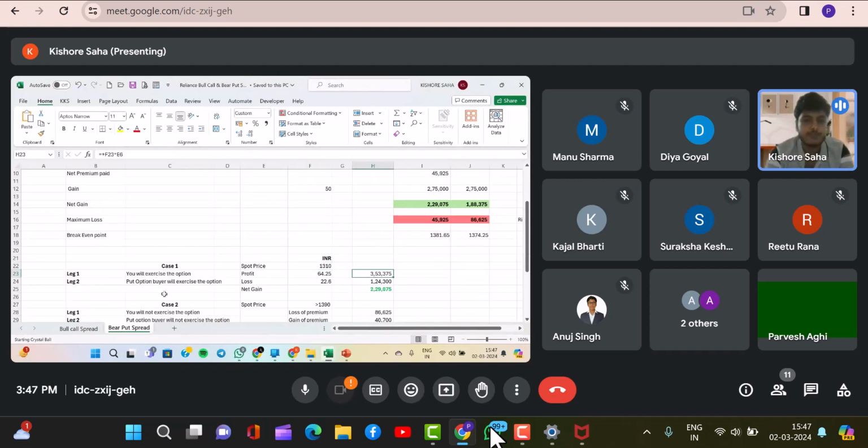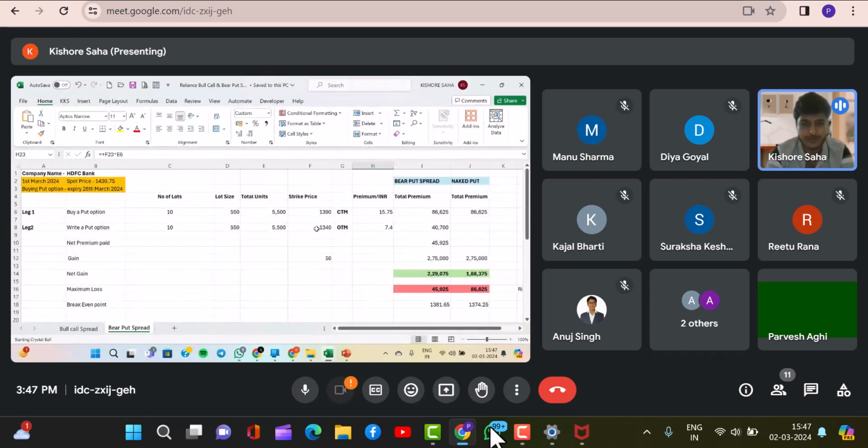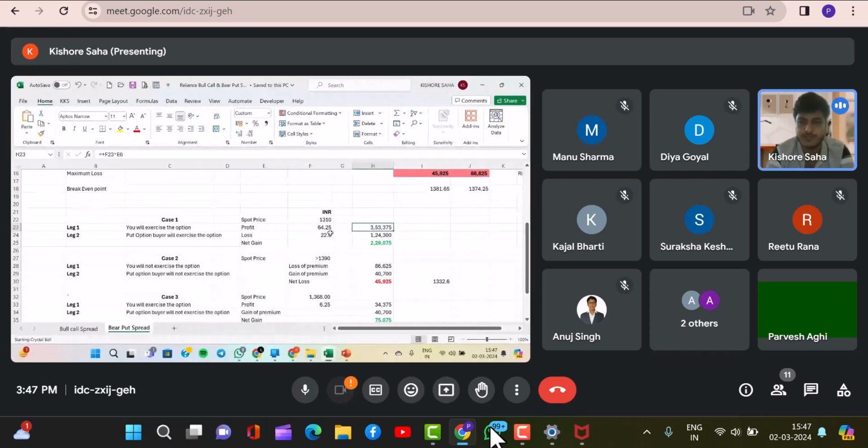And obviously the put option buyer will also exercise the option because the strike price is 1340. He will also exercise the option, and I will have to give the premium of this much to the other party who has bought the call. So my net gain would be 2,29,075 rupees.